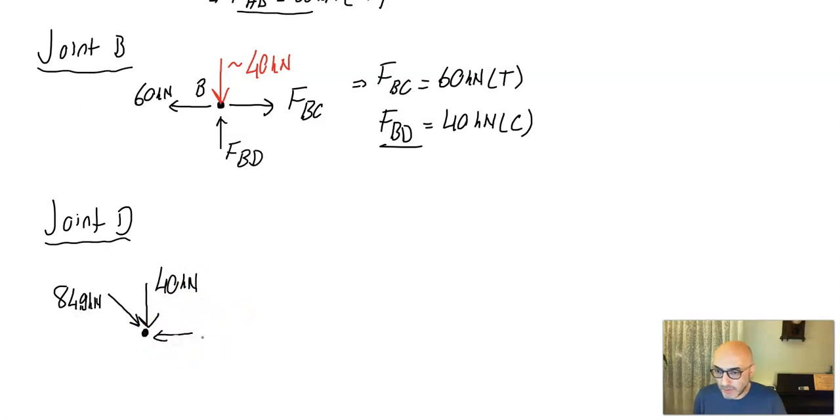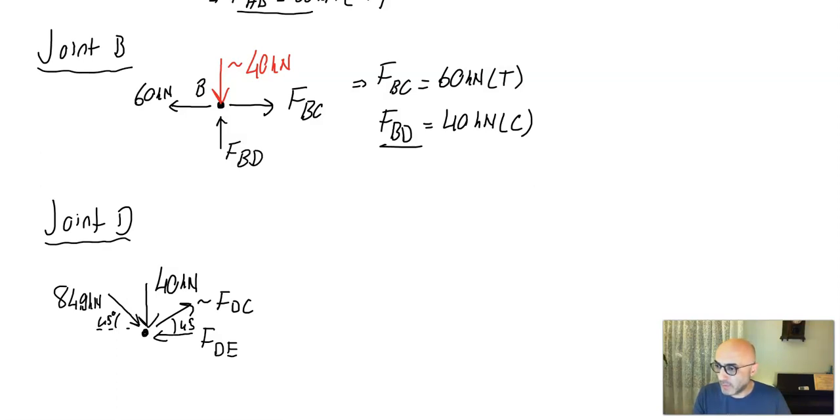So this will be FDE here, unknown, at a 45 degree angle, and that one is also at a 45 degree angle. So that one is FDC. So we have two unknowns here, and simply we're going to write an equilibrium equation.